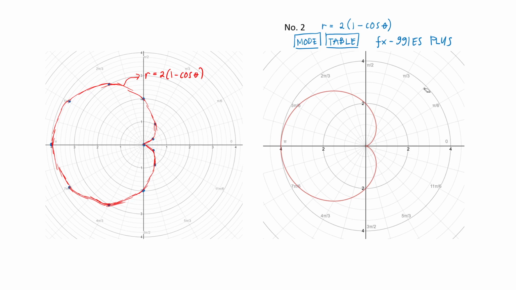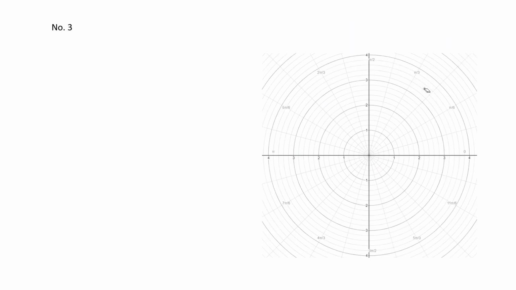Okay, so let's proceed with number 3. For number 3, our equation is r equals negative 2 sine theta. So again, table mode. Let's use the shortcut right away now that we have the values. So again, what you'll be plugging in the calculator is f of x equals negative 2 sine of x.